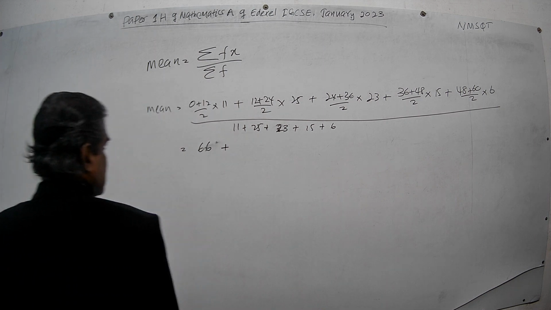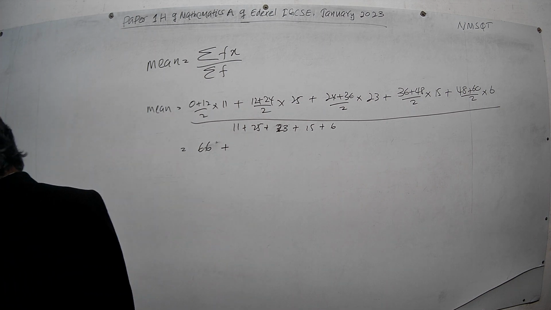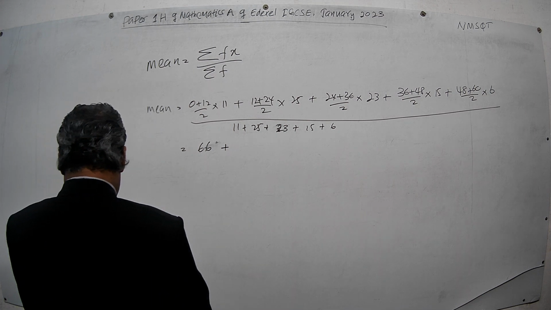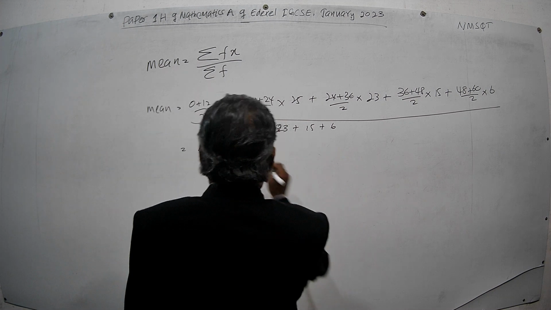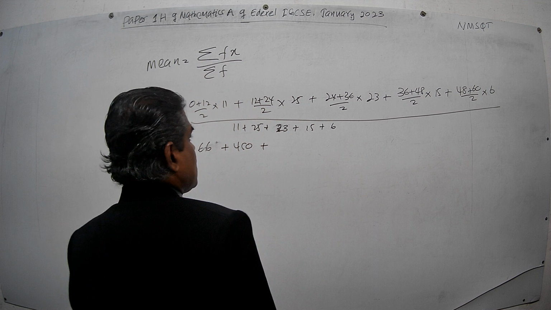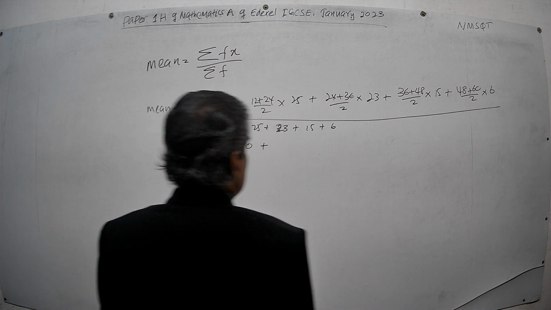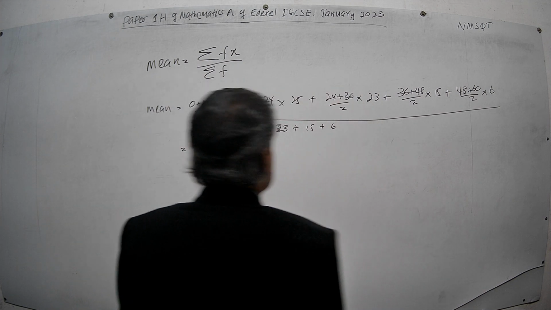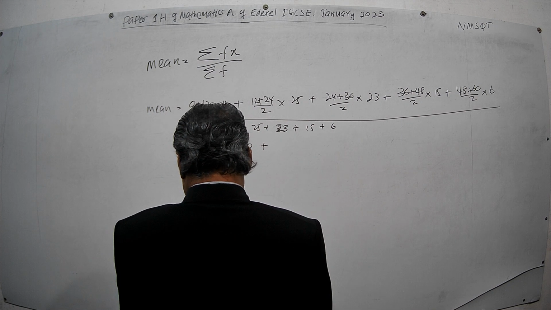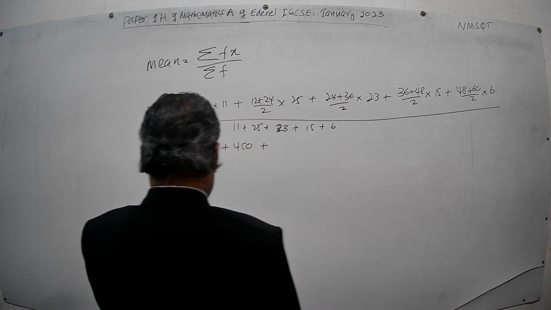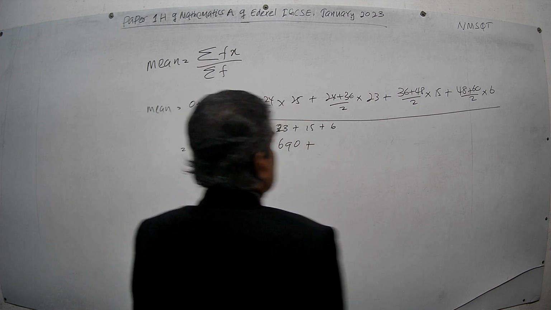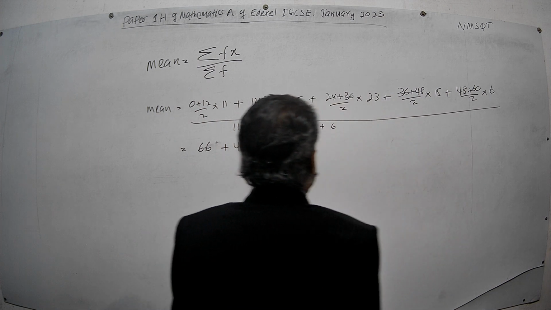Then this one here, 12 plus 24 is 36, divided by 2 is 18, 18 into 25, that is 450. Next one, plus 24 plus 36, that is 60. 60 divided by 2 is 30. 30 into 23, that is 690.